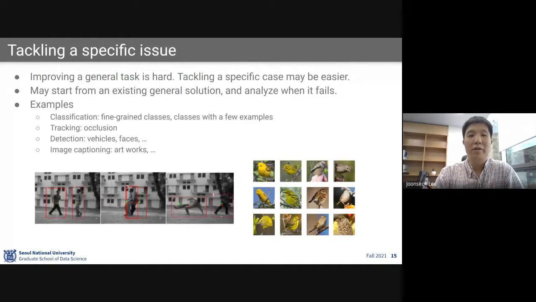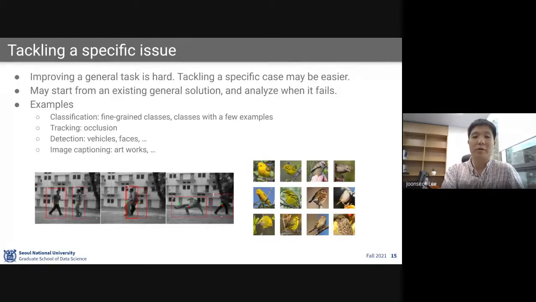Or you can tackle some specific issue in a known task. For example, this is an object detection task, basically locating the objects, humans, here. But sometimes they overlap, and it's hard to capture who is who. This is called occlusion, and it is a hot topic of ongoing research in tracking.